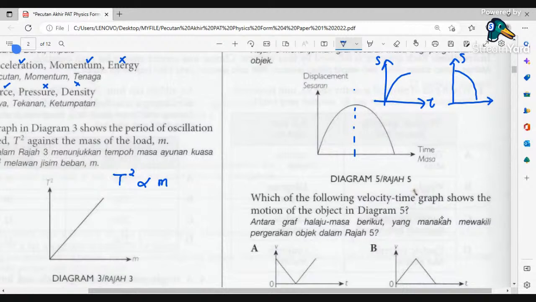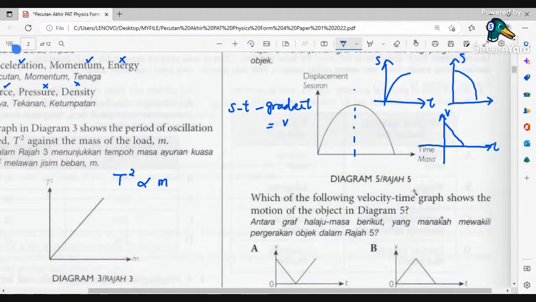As we know for ST graph, gradient equals velocity. Okay, gradient equals to velocity. So from here you can see the gradient decreases. Okay, gradient decrease. So when gradient decrease, velocity decrease. So if you change it to velocity time graph, is VT graph. For the first part, velocity decrease.